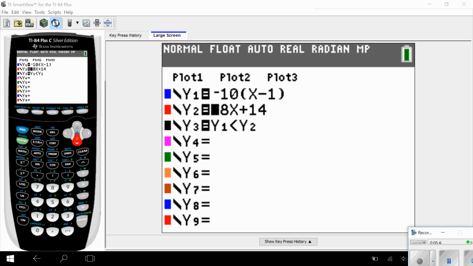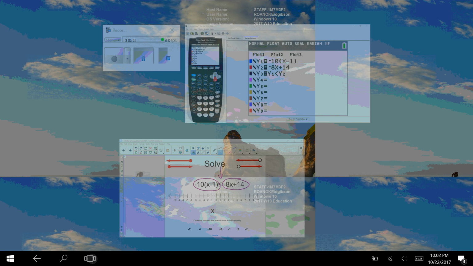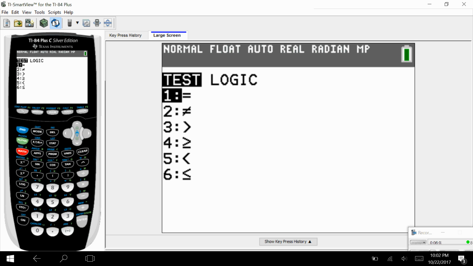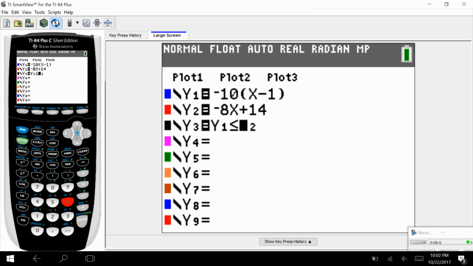Alright, there we go. -10x minus 1 is in y1, -8x plus 14 is in y2, and we want to have y1 is less than or equal to. So the only thing I have to do is arrow down and replace this second math with less than or equal to, which is number 6. We graph it.